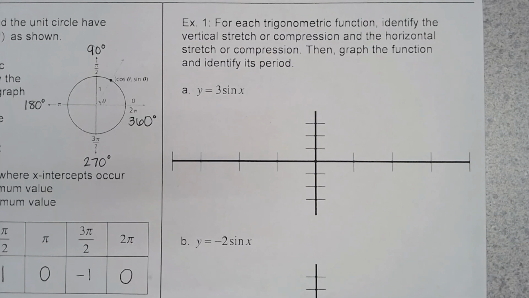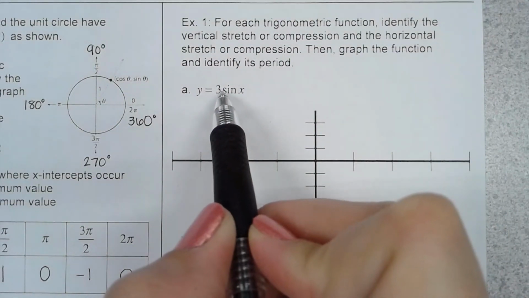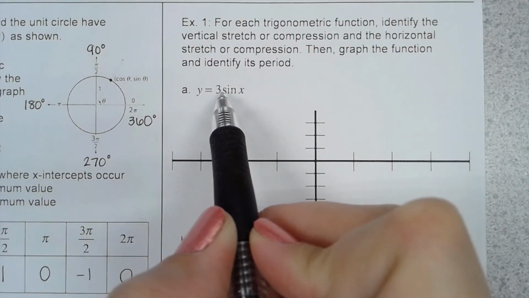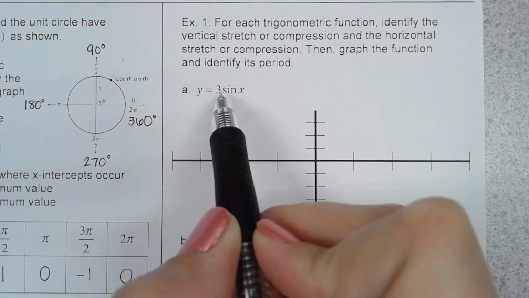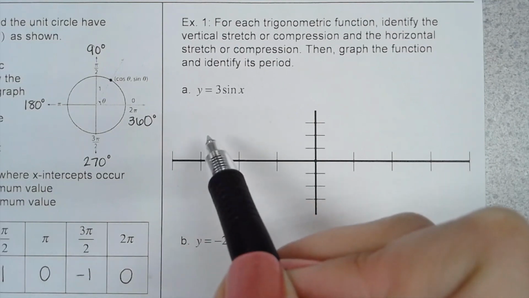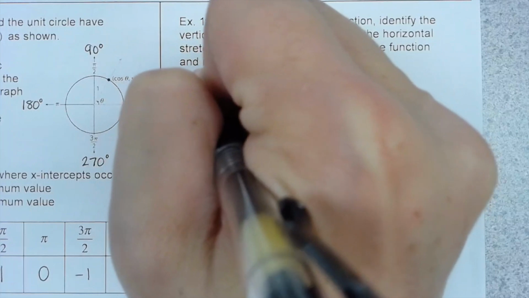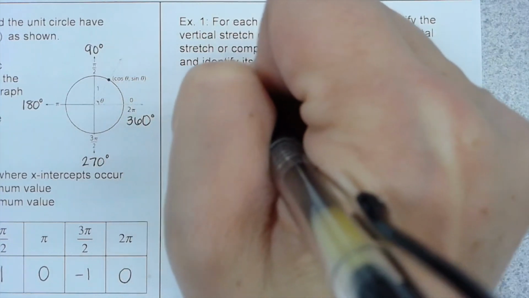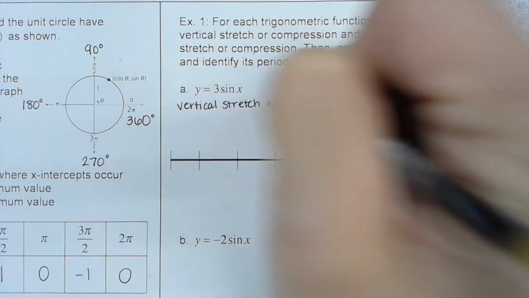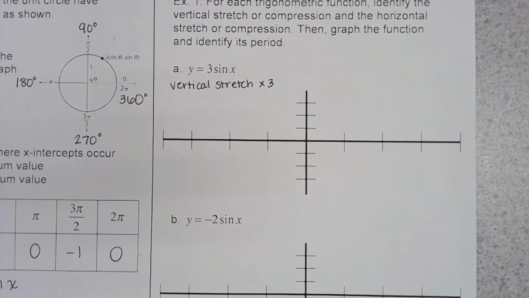And so when you perform a stretch, a couple of things happen. The 3 is out front, which means it's going to stretch everything up to be 3 times as tall, or 3 times under. It's going to be 3 times further away from the x-axis than it was when we started. So let's make a note on this one that it's a vertical stretch times 3. It's going to be 3 times as curvy, if you want to think about it that way.